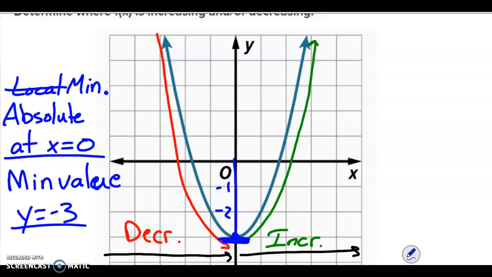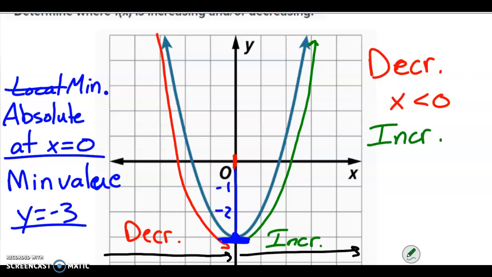So we're decreasing from left to right. You have to tell me the portion of the graph that's decreasing. We were decreasing all the way up until x equals 0. So we were decreasing for every single value where x is less than 0. And then at 0, we turned around and started increasing. And then we're going to continue to increase for every value where x is greater than 0. You have to make sure that we're seeing those intervals.